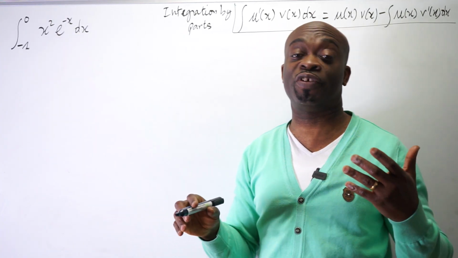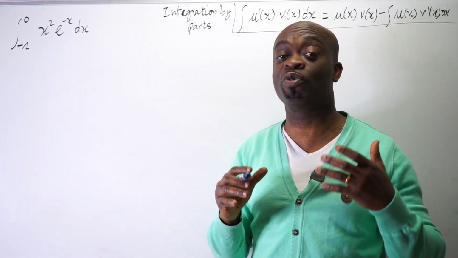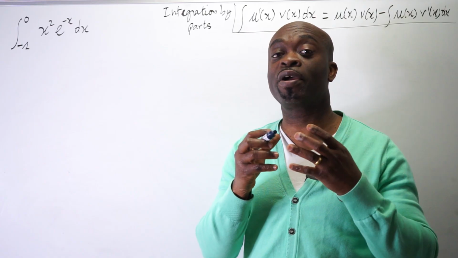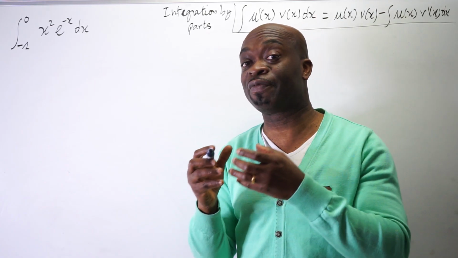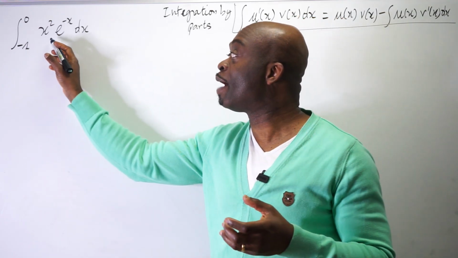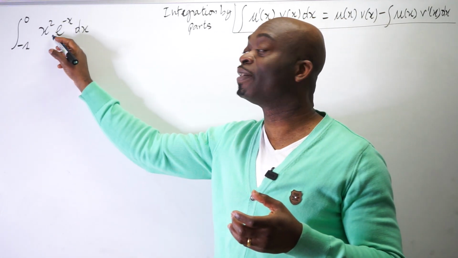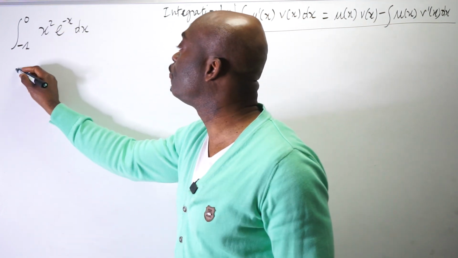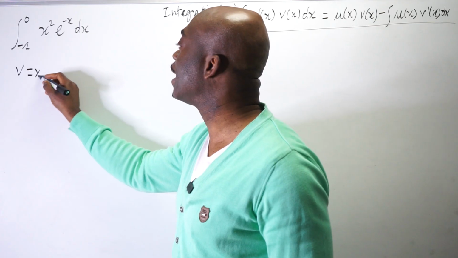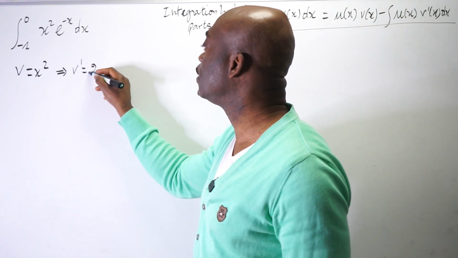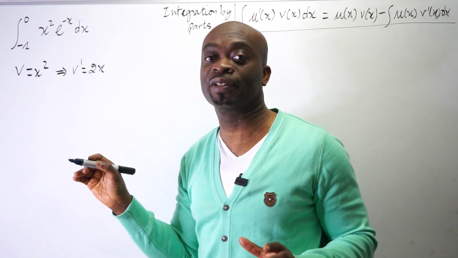Like we explained in the previous video, we want to choose the function whose derivative is easy to find. In this case, I'm going to say it's x to the second power. So that will be the v, knowing that v prime is going to be 2x. Easy to find.